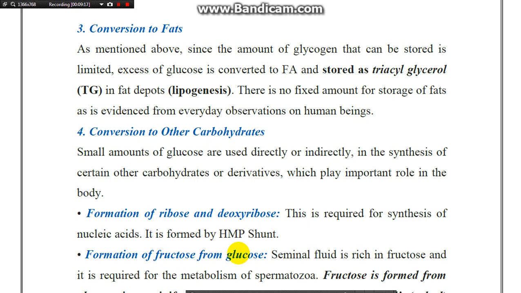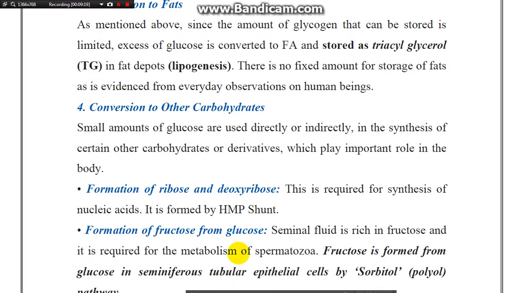Formation of ribose or deoxyribose هي عملية إنتاج الريبوز والديكسريبوز، وهي سكريات خماسية وتعتبر this is required for synthesis of nucleic acid. وهذا طبعا الريبوز والديكسريبوز أساسية لعملية إنتاج النيوكليك أسيد لأنها تدخل في تركيب DNA والRNA.